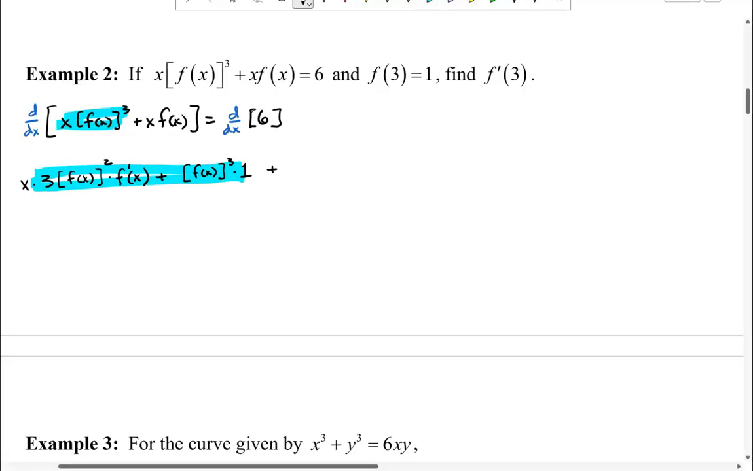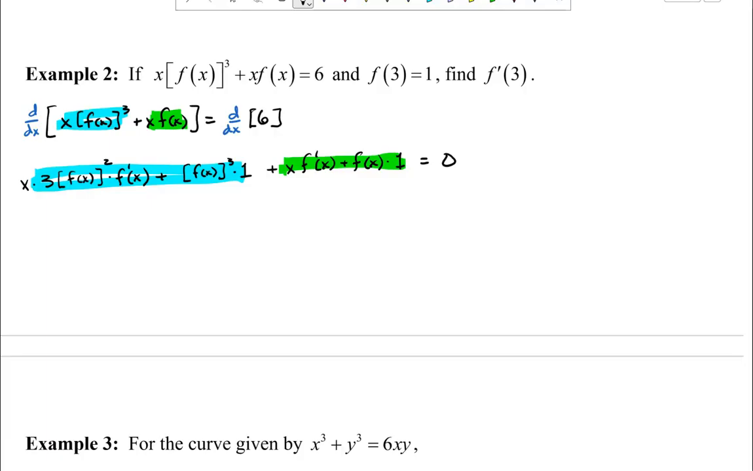Now we apply the product rule again. The first times the derivative of the second plus the second times the derivative of the first, and that's the product rule applied here in green, equals the derivative of a constant, which is 0. Now we'll go ahead and group the terms containing f prime of x. So we have 3x f of x squared times f prime of x plus x f prime of x.